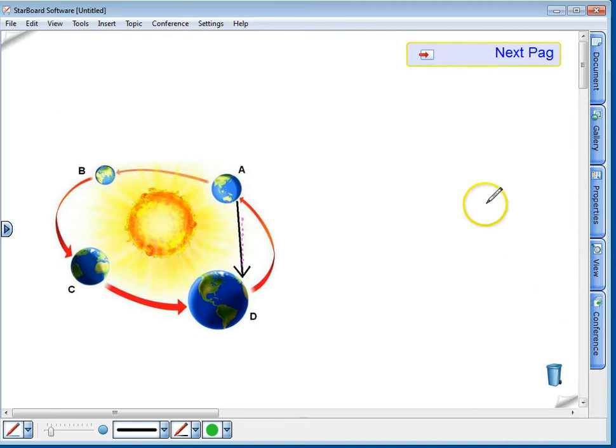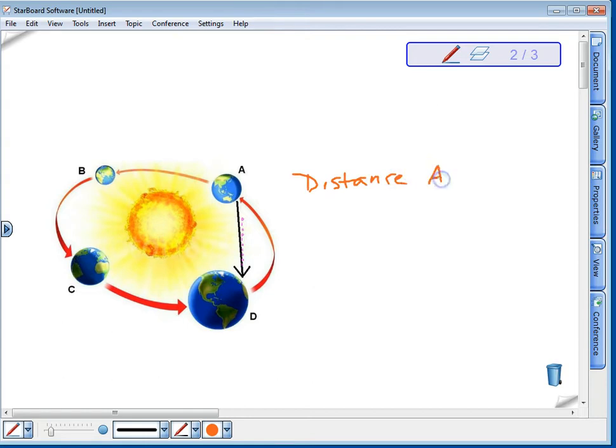Okay, let's look at some more examples. Here we've got the Earth going around the Sun. If we want to know the distance the Earth went from A to D, we would add up this distance from A to B, that distance from B to C, and then this distance from C to D. And that would give us our total distance.